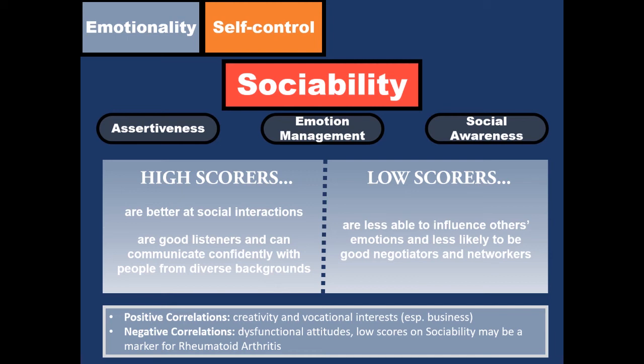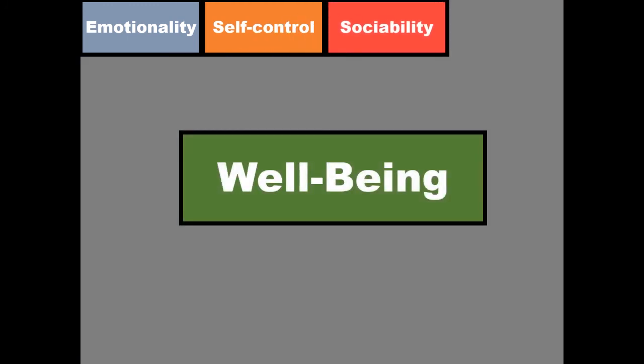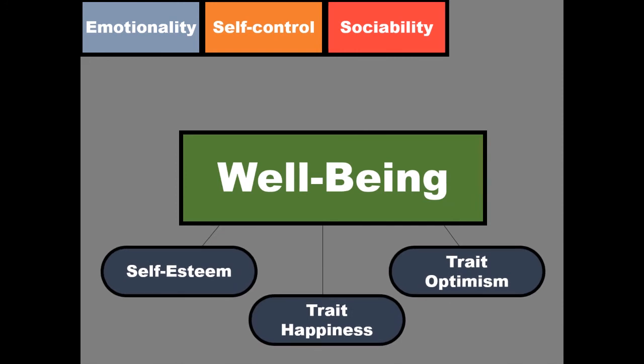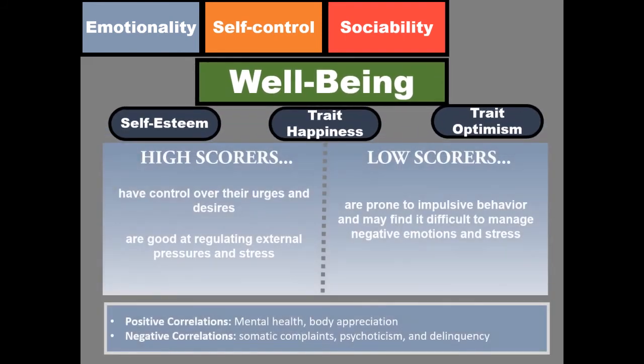The broad trait EI factor of well-being comprises the facets of self-esteem, happiness, and optimism. Here are some correlates and characteristics of high and low scores on the trait EI factor of well-being. Just like the trait emotional intelligence facets, all 4 trait EI factors can have advantages as well as disadvantages for both high and low scorers. For example, individuals with low scores on the well-being factor may well be more interested in improving themselves and less likely to be complacent.